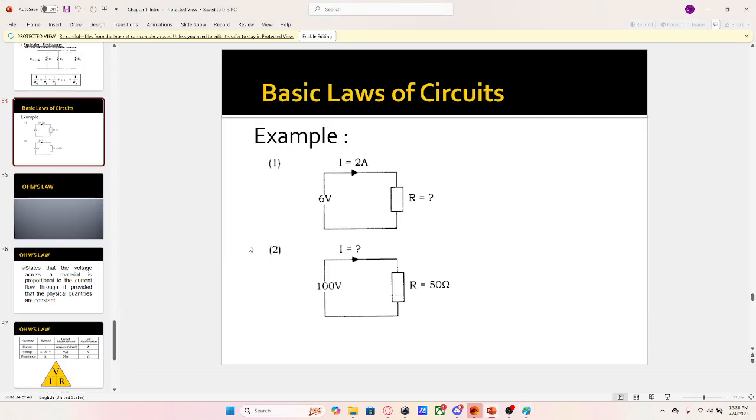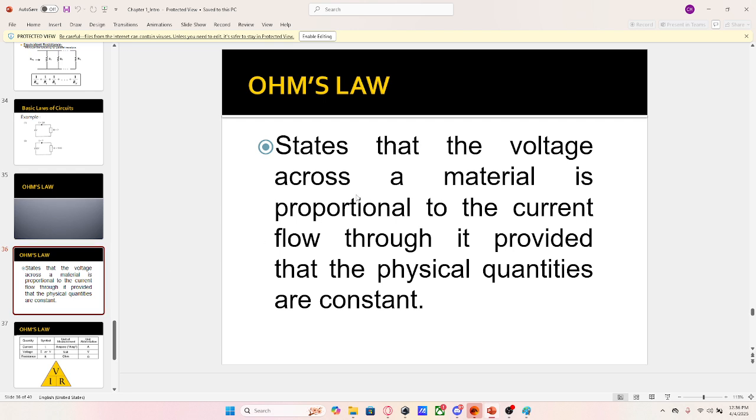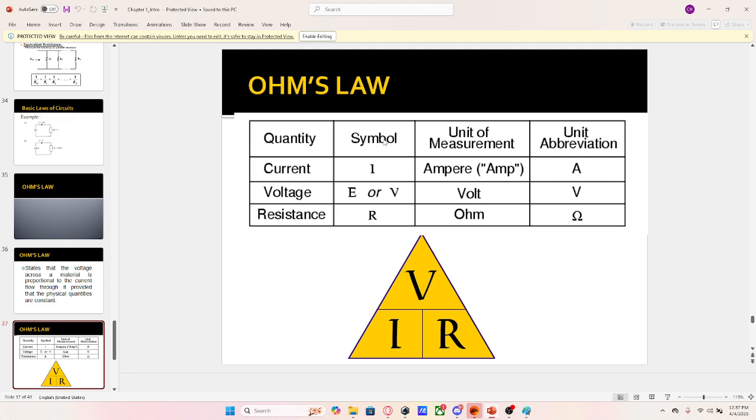So what is that? That is Ohm's law. It states that the voltage across the material is proportional to the current flowing through it, provided that the physical quantities are constant. So current is I, voltage is E or V, resistance is R. The unit of measurement for current is ampere or A, voltage is volts or V, resistance is ohm, with the abbreviation omega.